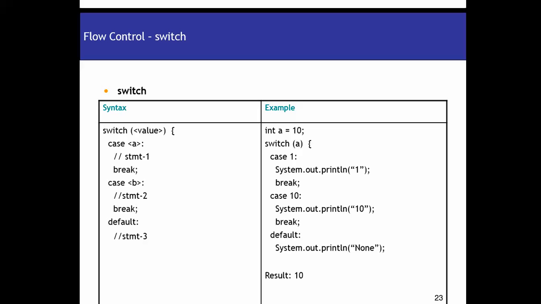Suppose I was in the place of 10, I kept 9, so it doesn't match the value which I have passed in the switch statement, so the default statement will be executed and my result will be given as none. Okay. And what if you remove the break?